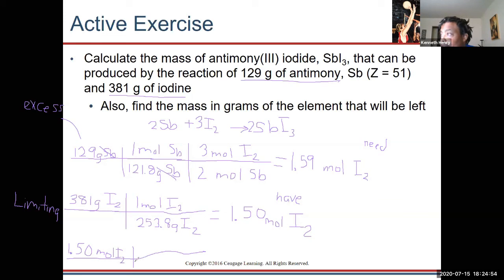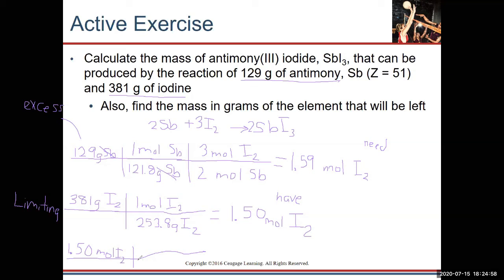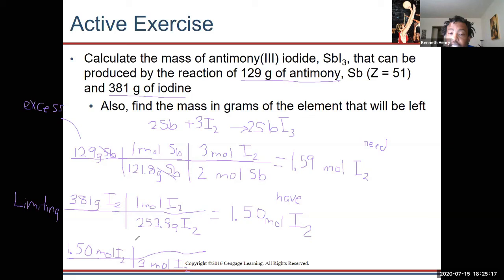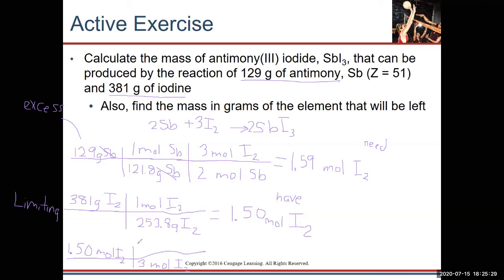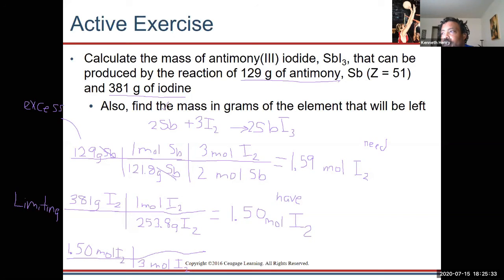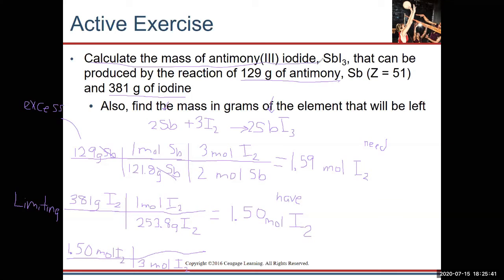So what is the ratio? 3 moles of iodine to 2 moles of SB, because this is the products that we're looking at now, right? Yep. So there's 2 SBs and 3 iodines. Are we looking at the product, so do we care about the SB or do we care about the antimony iodide? Is it just antimony by itself that we're worried about? No. What are we looking for? What does the problem say? Calculate the mass of antimony iodide. Okay, so it'll be 2 to 3.